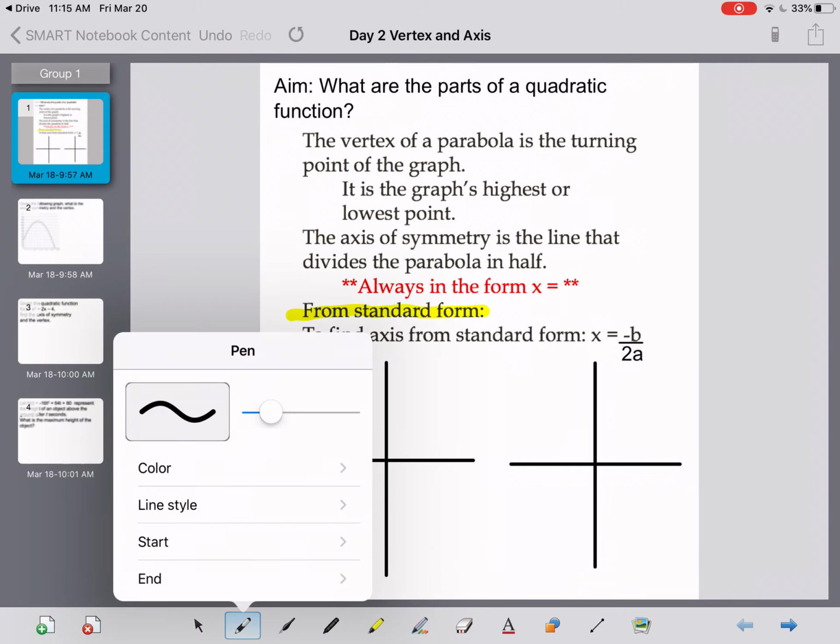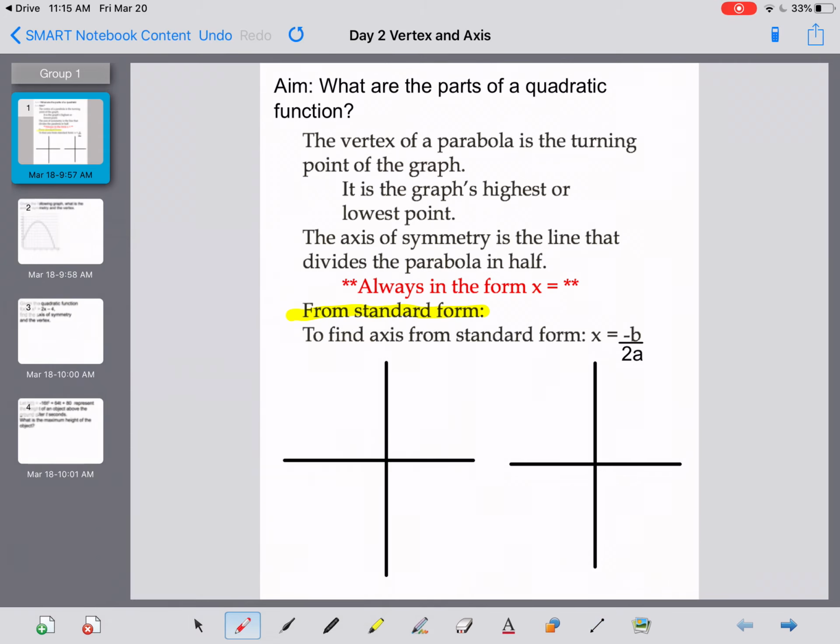When we talk about the vertex, and we say that is the highest point or the lowest point of the graph, that's because our parabola can either face upwards like this, and your vertex is the lowest point, or our parabola could face downwards like this, and this would be the highest point. So this is the lowest point of the graph. This is the highest point of this graph. But in both cases, these 2 points represent the vertex, or the turning point.